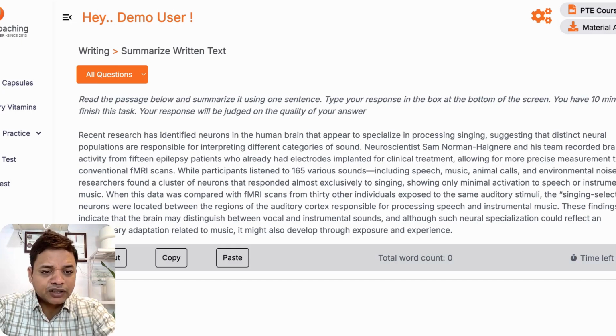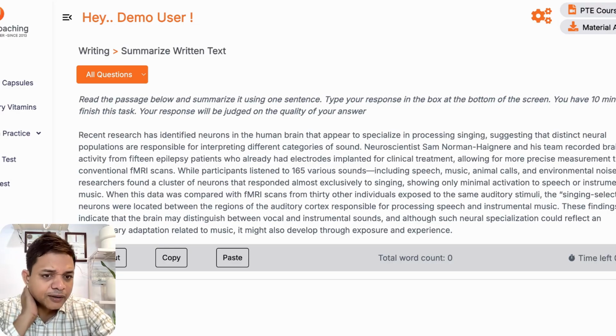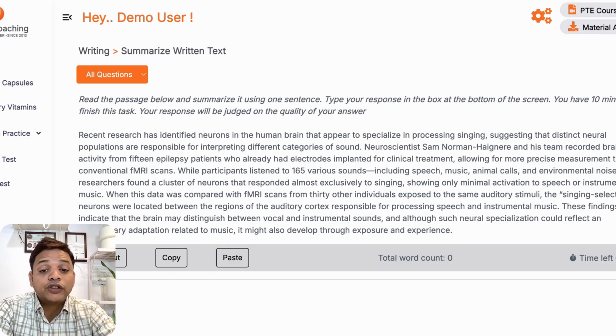Neuroscientist Sam Narun and his team recorded brain activity from 15 epilepsy patients who already had electrodes implanted for their clinical treatment, allowing more precise measurement, while the person listened to 165 different sounds. So he had actually conducted experiments on 15 people. They listened to 165 different sounds: speech, music, animal calls, and environmental noises. The researchers found a cluster of neurons that responded almost exclusively to singing.